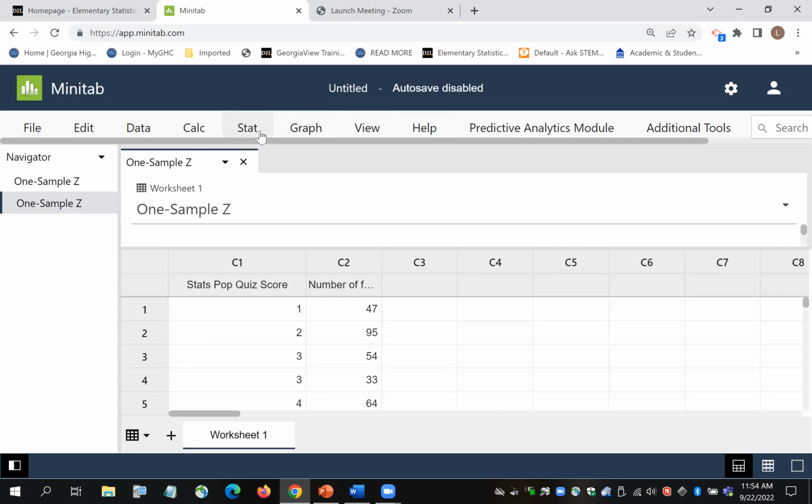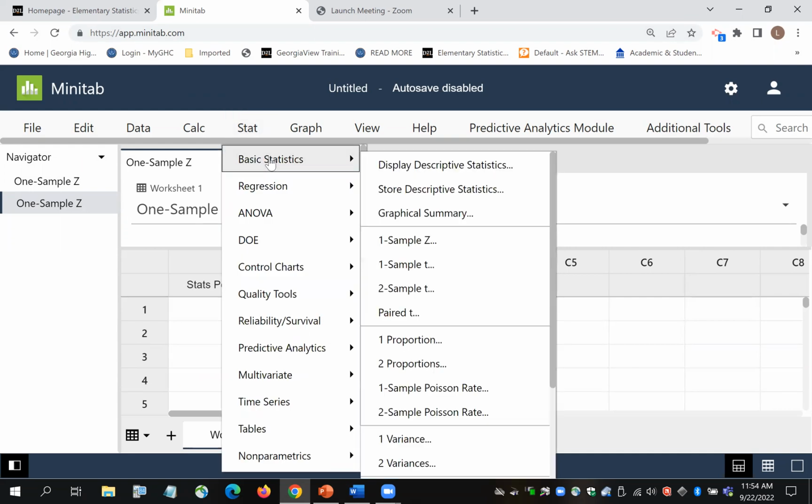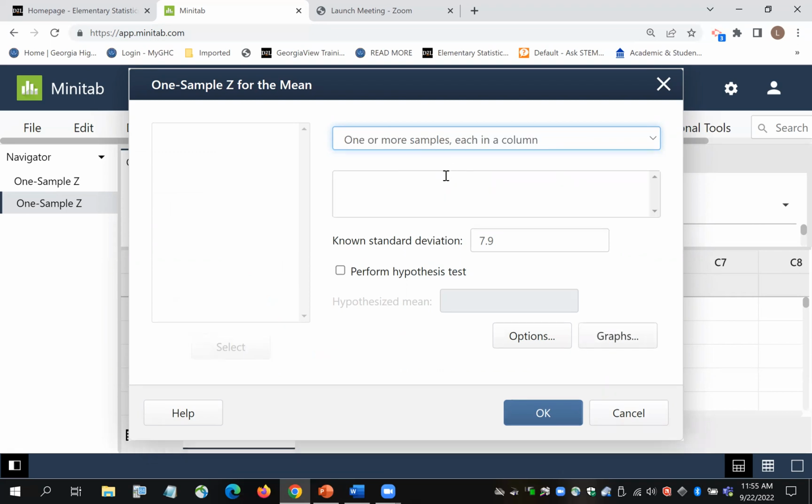So it's really the same keystrokes. We do Stat, Basic Statistics, One Sample Z, and again we're using Z because we know the population standard deviation. But this time I don't have the summarized data, at least not all of it, because I don't have the sample mean. What I do have is one or more samples each in a column.